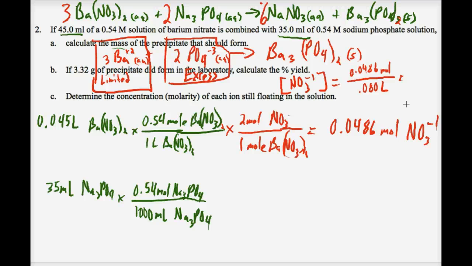Looks like it's 0.608. It's upside down again, so that's the second time that's ever occurred. 0.608, I'm going to say moles per liter. So that's the molarity of our nitrate left.